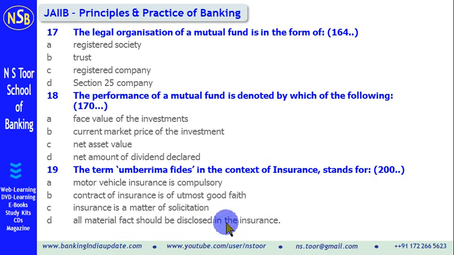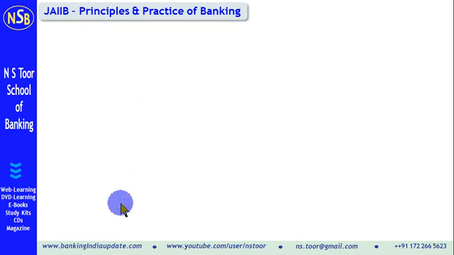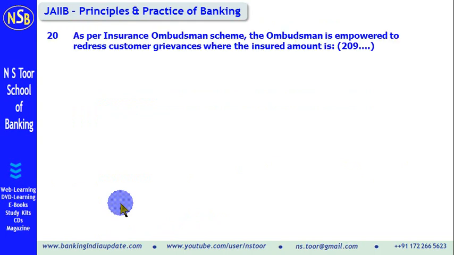All material facts should be disclosed in the insurance. So this is one of the principles of insurance, that the person who wants insurance and the company which is providing insurance, both of them must disclose all material facts. Later on, if it is found that material facts have not been disclosed, then it can create a difficult situation. Well friends, we can go to the next question.